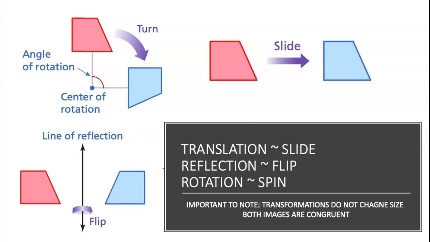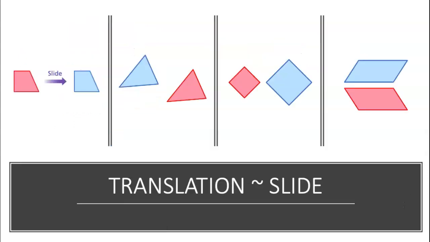It's important to note right now that transformations do not change size. Both images are what we would consider congruent. They are the exact same shape. We've just moved them somewhere else. So let's take a look at each one individually.